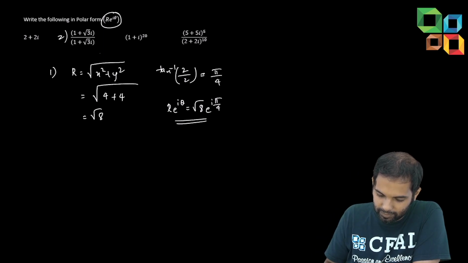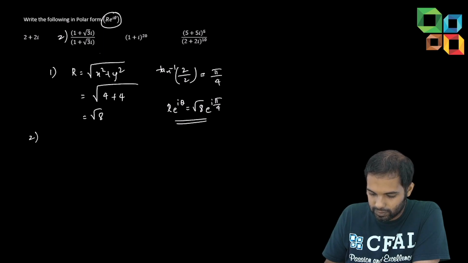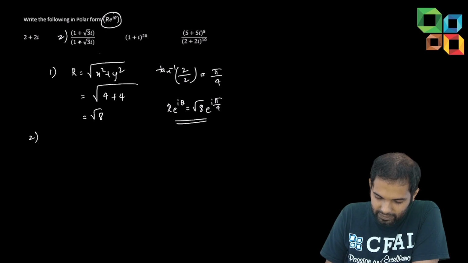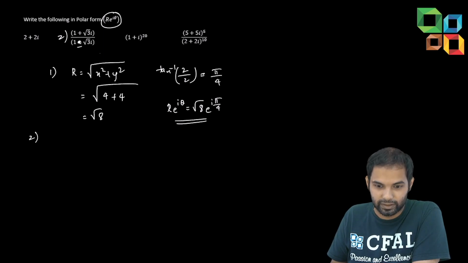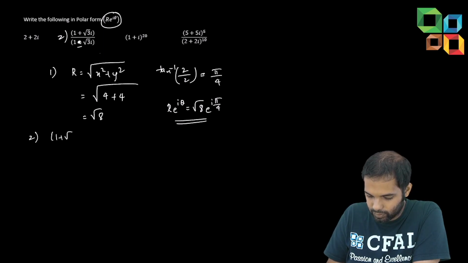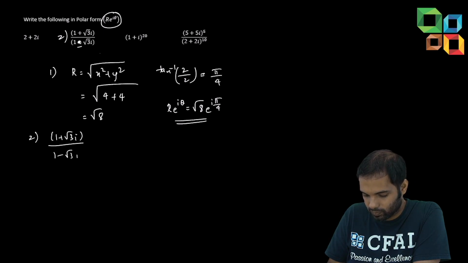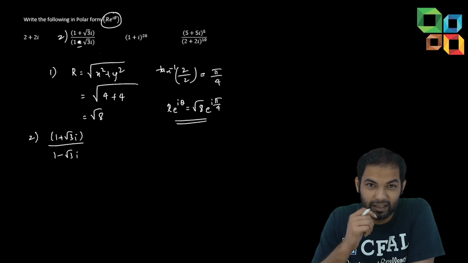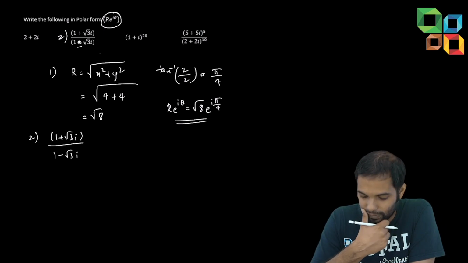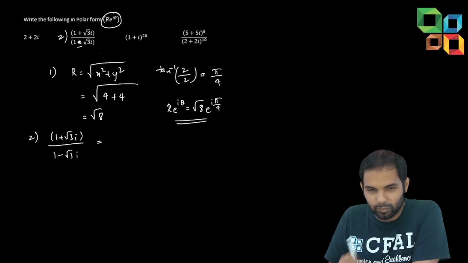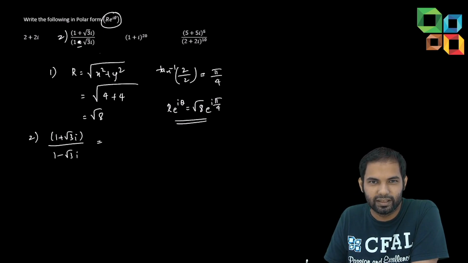Second, look at the second part. It's 1 plus root 3i. I'm thinking it's supposed to be 1 minus root 3i in the denominator. Okay? So 1 plus root 3i divided by 1 minus root 3i. Now you may try to simplify by taking the conjugate, correct? Instead, what I'll do is simply use the polar formula to get the answer.